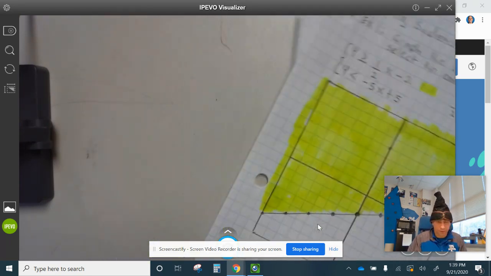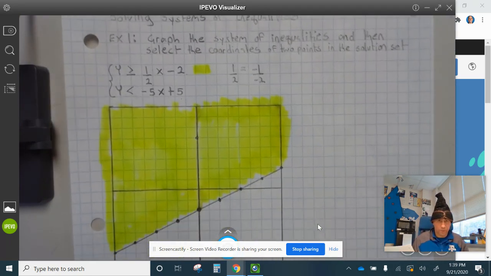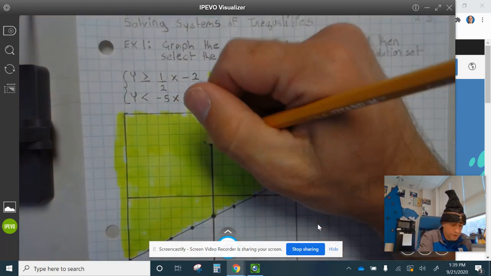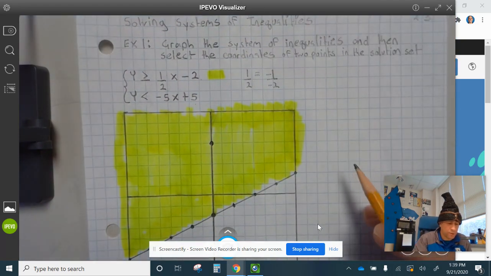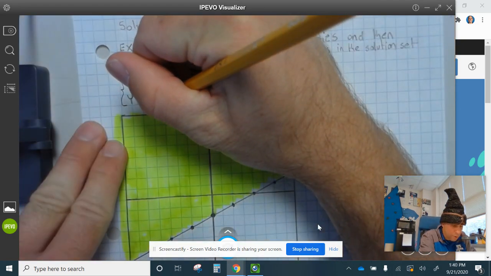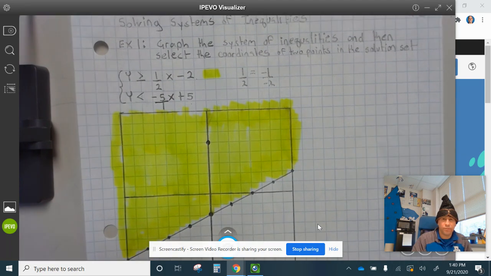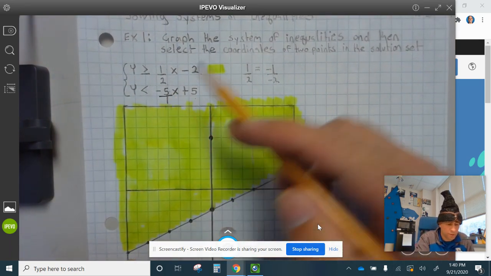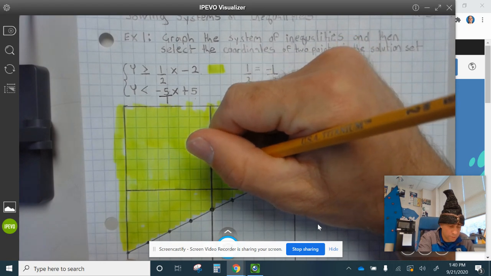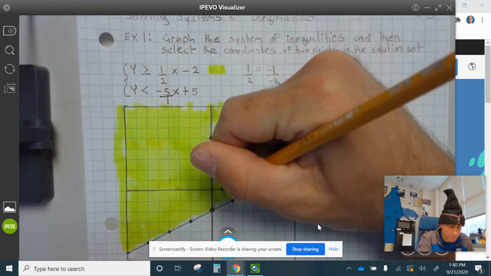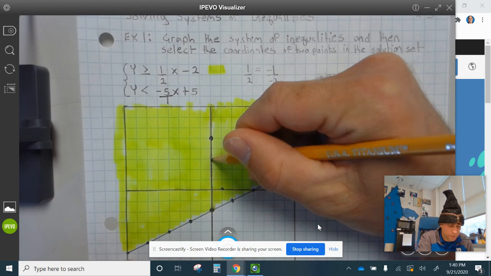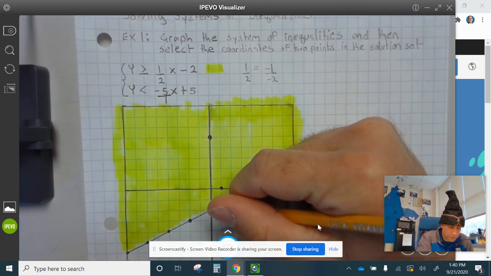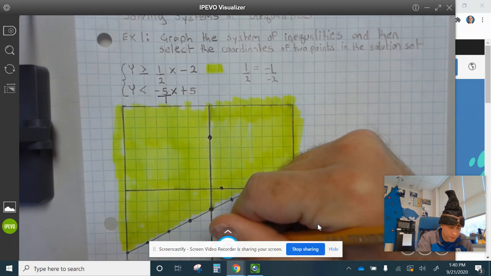I'm going to move these papers out of the way so I don't get highlighting on them. Okay, so we have a point at (0, 5). Now we're going to divide this by 1. And the reason for that is because now we know to go down 5 to the right 1. So we're going to go down 1, 2, 3, 4, 5 to the right 1. Let's double check that.